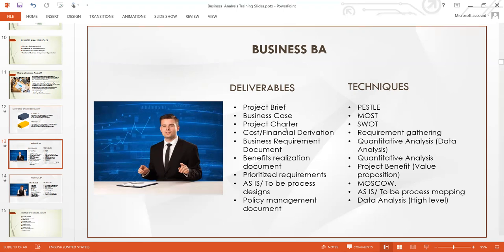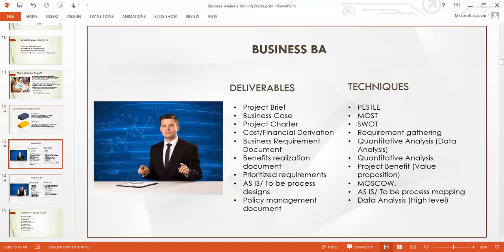Business requirement documentation, we've said about benefit realization document, that's cost benefit analysis. Prioritize the requirement. They are the people that prioritize the requirements using a MoSCoW analysis. MoSCoW analysis, you need to say that it must have this, it must not have this, and it could have this, and it wouldn't have this. That's the MoSCoW analysis. So all the requirements that you've generated after your analysis, you need to prioritize according to the importance they add to the organization.